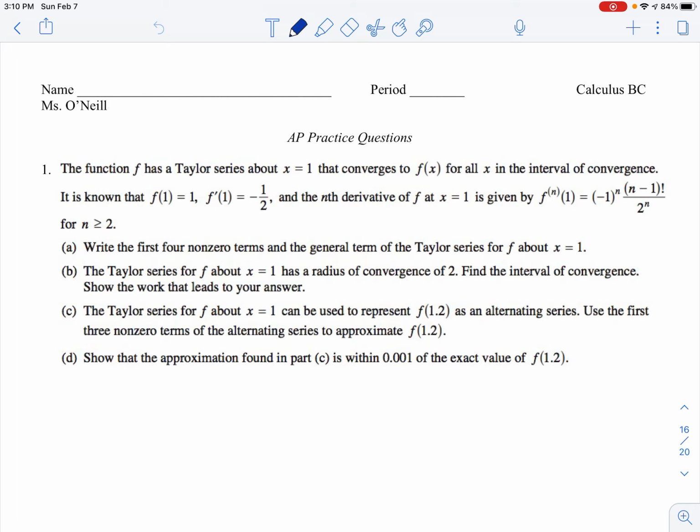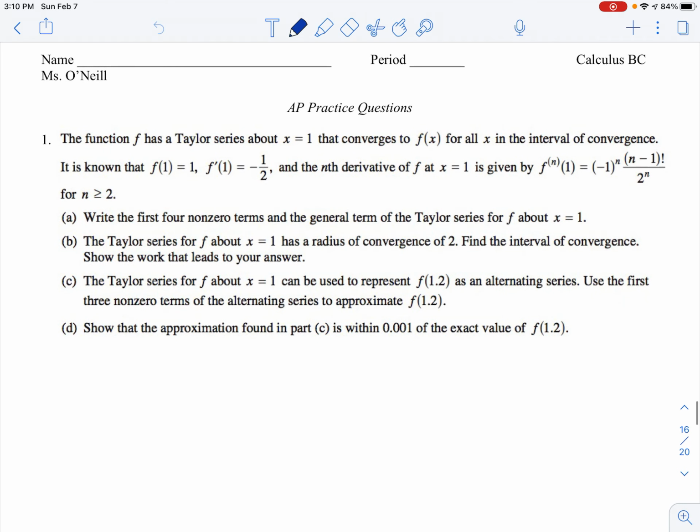Okay, so as I mentioned before, we are going to start working on AP-style practice questions, specifically involving these Taylor and Maclaurin series. Again, remember, a Taylor series is literally a Taylor polynomial, except for the fact that it goes on forever, till n goes to infinity, instead of stopping at the fourth term or the fifth term or something like that. So it says a function f has a Taylor series about x equals 1.